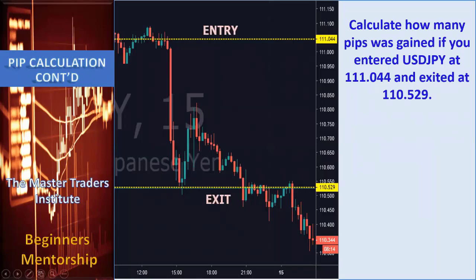Let's see if there is a calculation for us to do here. So this is a sell trade on USD JPY. I entered at 111.044 and exited at 110.529. So let's deduct and move the decimal places and see how many pips movement this was.